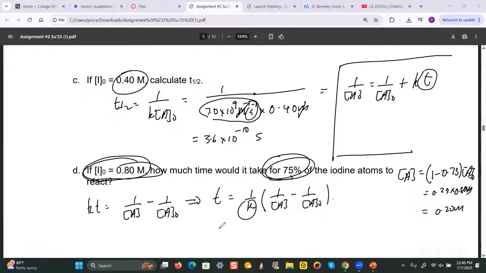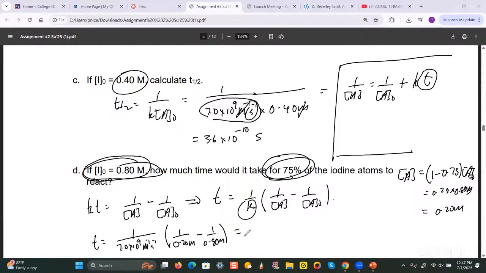All right. So now we can plug the numbers into this equation. So t would be equal to 1 over k, which is 7.0 times 10 to the 9 M to the minus 1 s to the minus 1, multiplied by 1 over 0.20 M minus 1 over the initial, which is 0.80 M. And that's the setup. So let me work out what's within the parentheses first. So that's 0.2, 1 over that, minus 0.8, 1 over that.